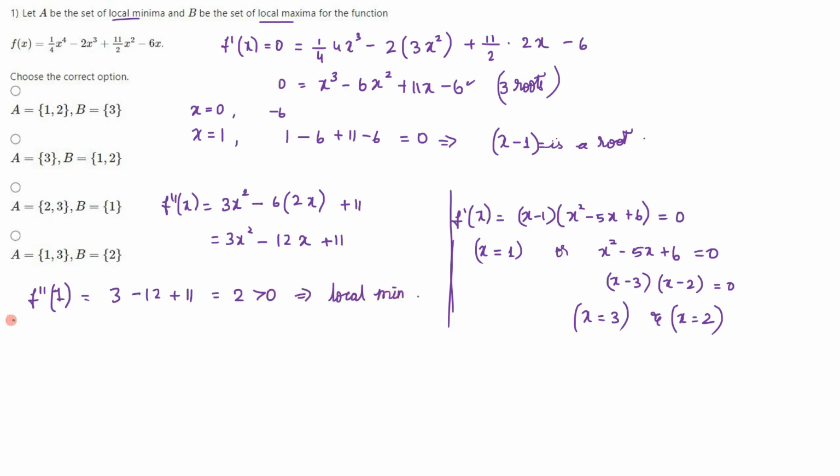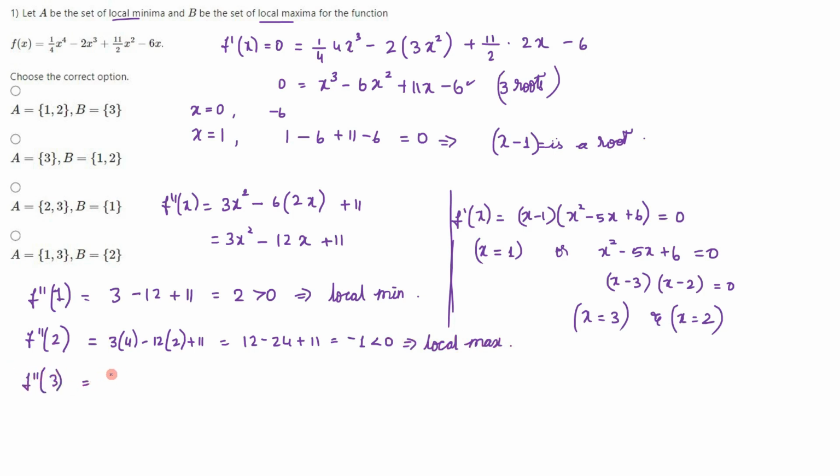Okay, so f double dash of the next critical point, 2, is 3 into 2 square, and 2 square is 4, minus 12 into 2 plus 11. That is 3 times 4 is 12, minus 12 times 2 is 24, plus 11. That is nothing but minus 1, which is less than 0. It means that 2 is a local maximum, right?